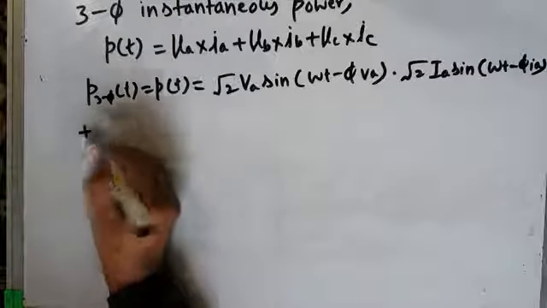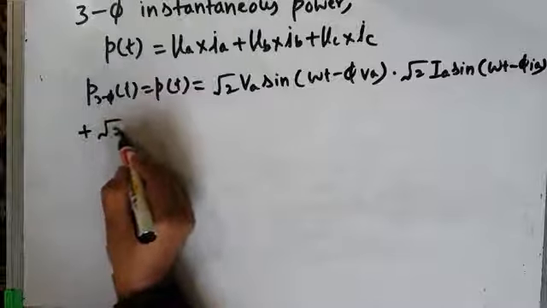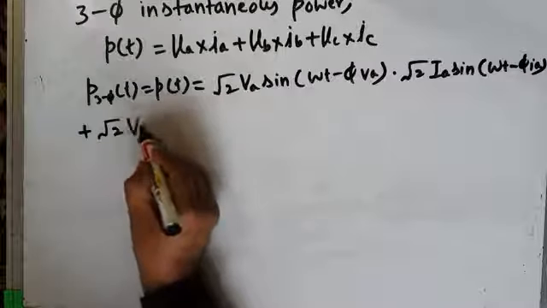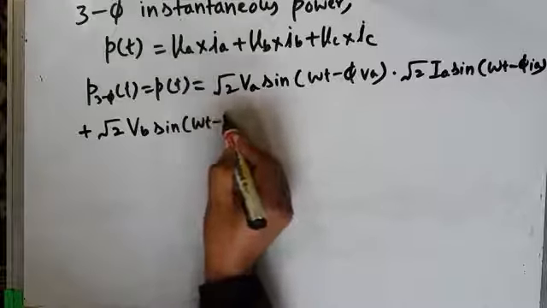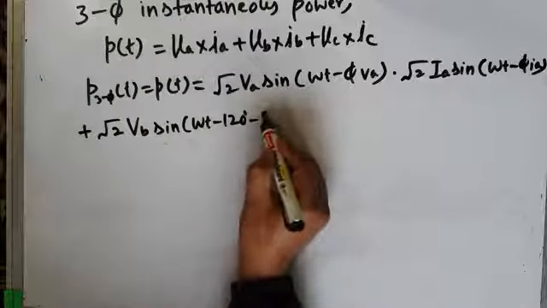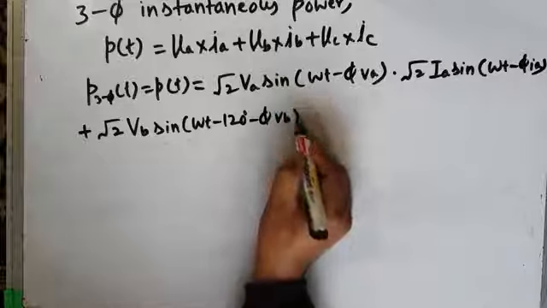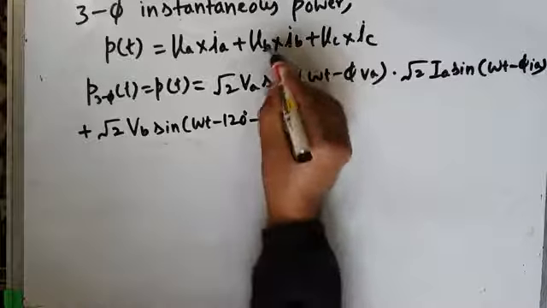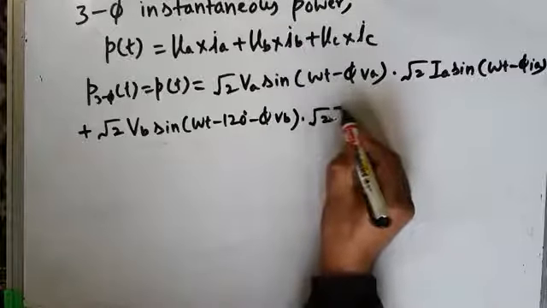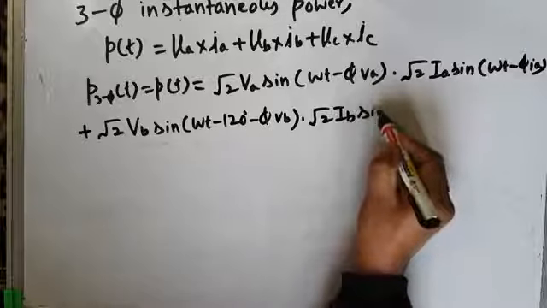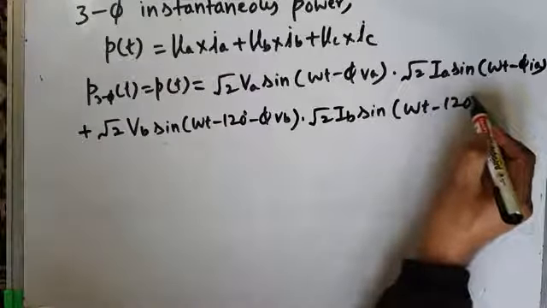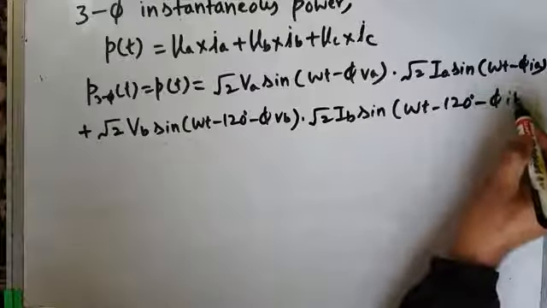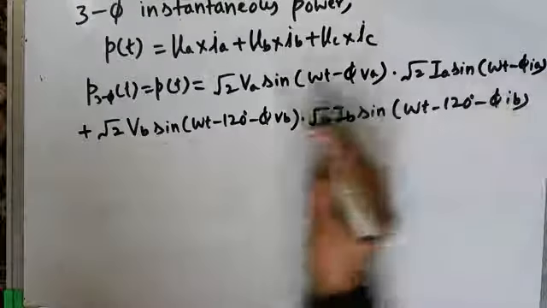Plus power in phase B is VB into IB. What is VB? Equation for VB, it's root 2 VB sine of omega t minus 120 degrees minus phi VB into IB. IB is root 2 IB sine of omega t minus 120 degrees minus phi IB. So this is the power carried by phase B.